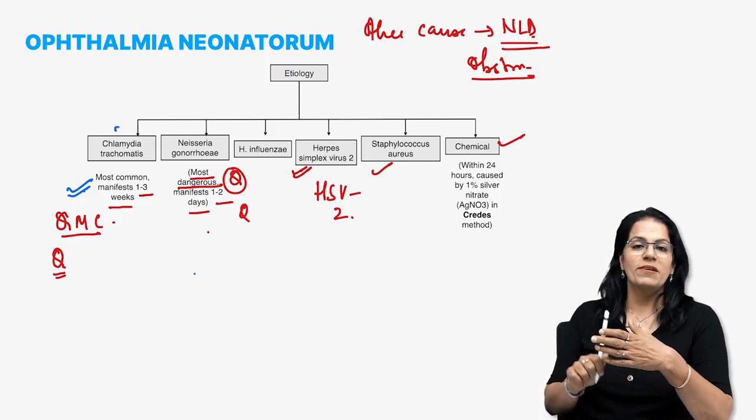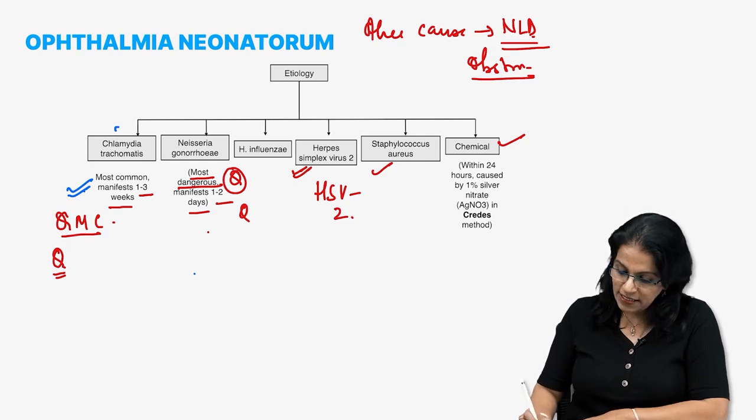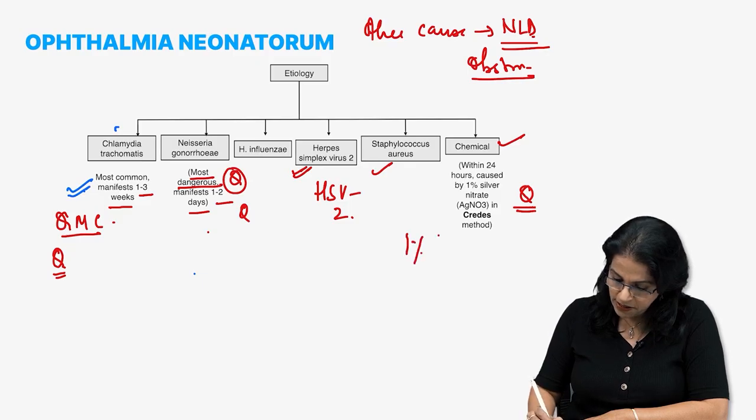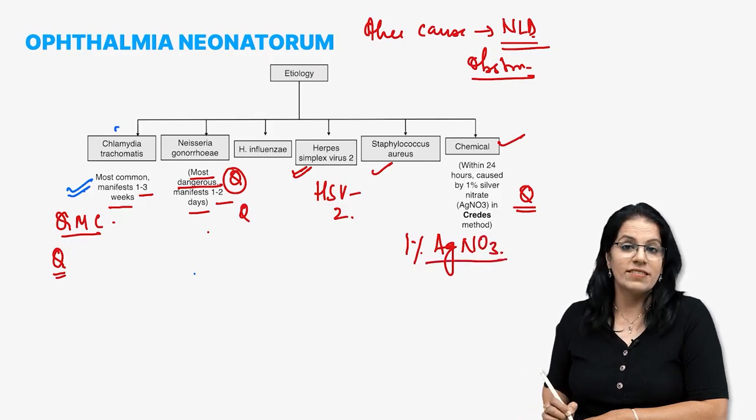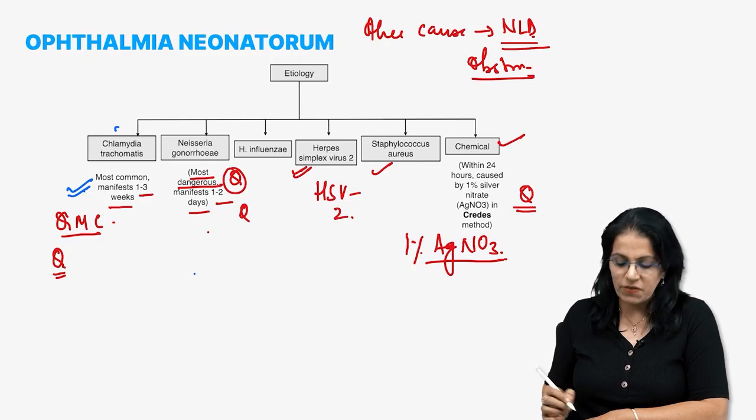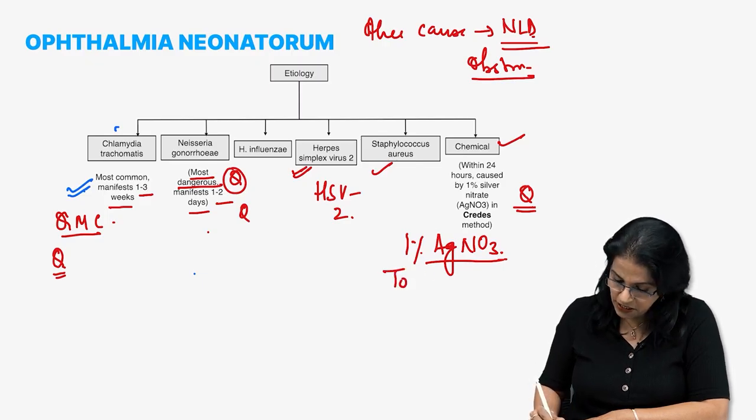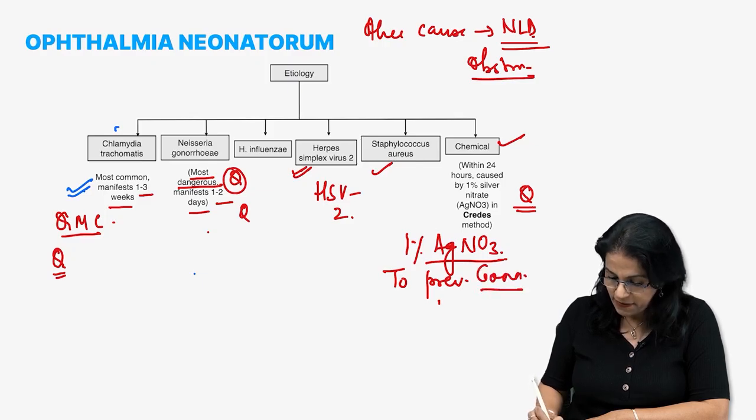Why is chemical important? Because again it comes in the exam. Chemical conjunctivitis is when you have put 1% silver nitrate in the child's eye to prevent infection. Why do you do this? If the mother has a gonorrheal infection, we do it to prevent gonococcal conjunctivitis.